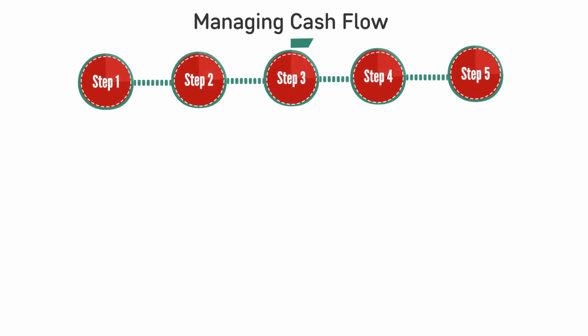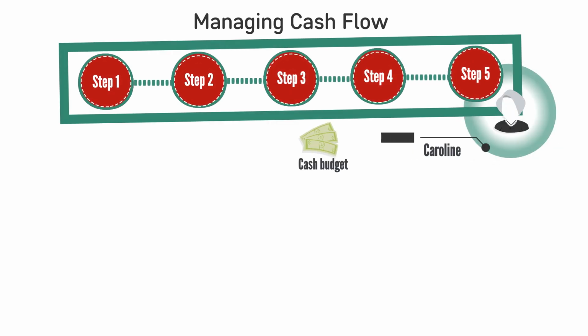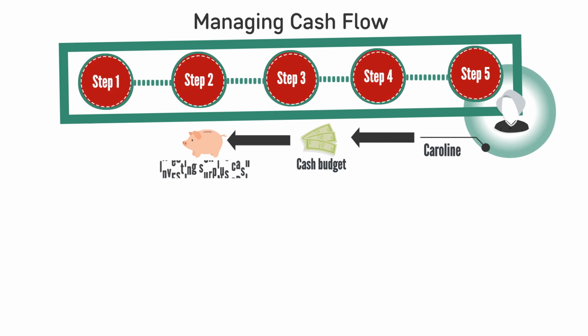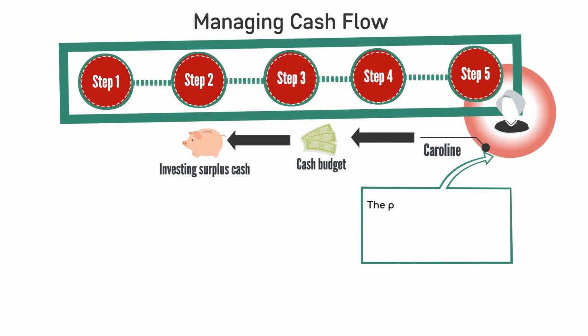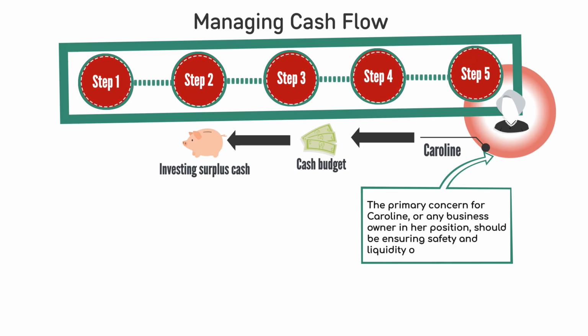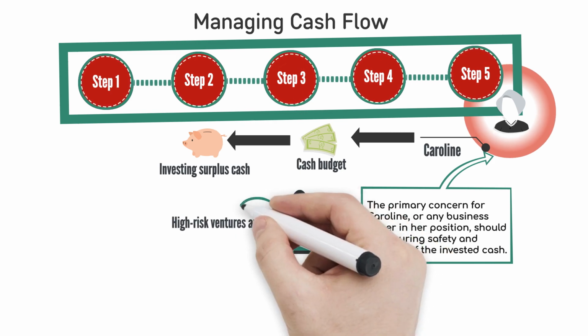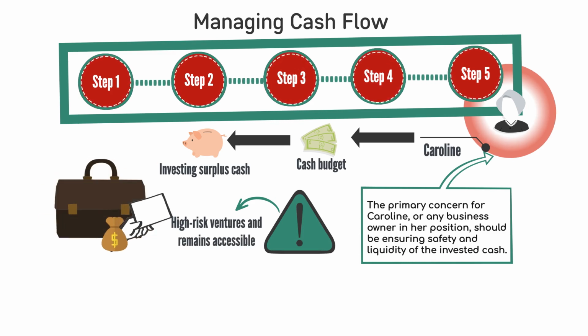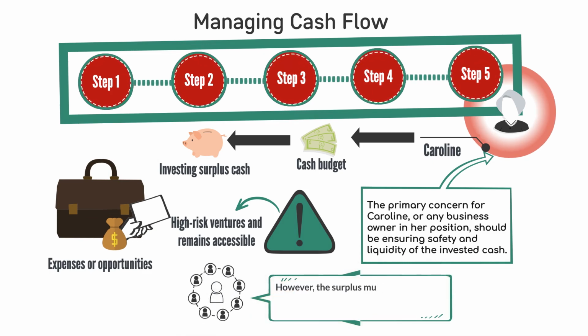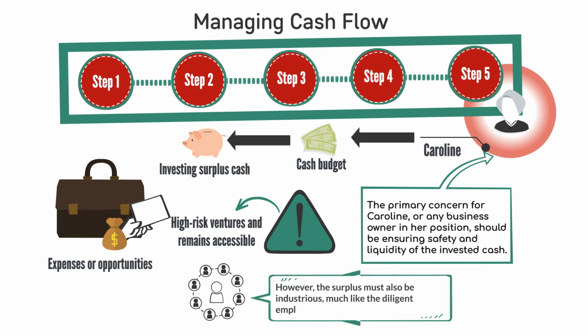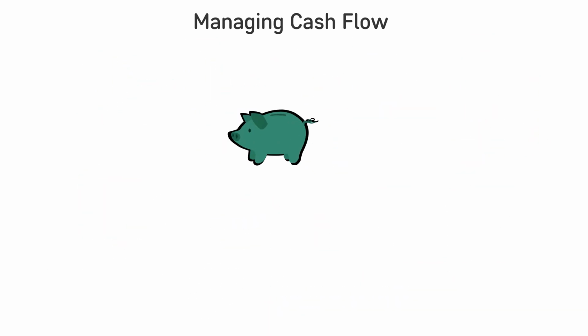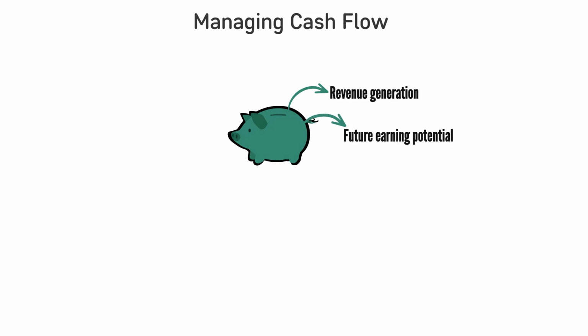These steps, when executed with precision, can help Caroline create a cash budget that will guide her decisions on investing surplus cash. The primary concern for Caroline, or any business owner in her position, should be ensuring safety and liquidity of the invested cash. It's paramount that this surplus isn't jeopardized by high-risk ventures and remains accessible, should the business need it for sudden expenses or opportunities. However, the surplus must also be industrious, much like the diligent employees that buzz around her salon. It should be invested in avenues that contribute to revenue generation or the salon's future earning potential.